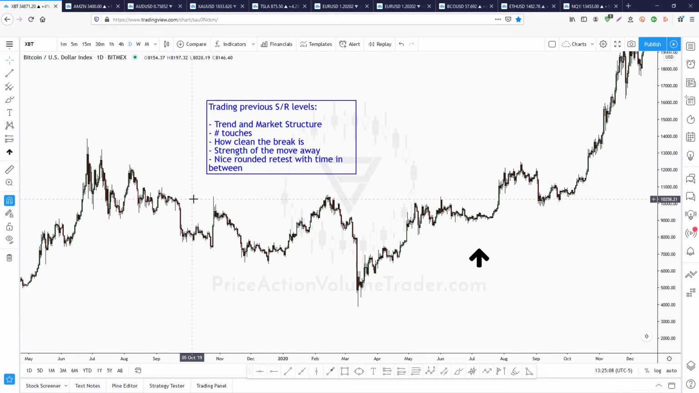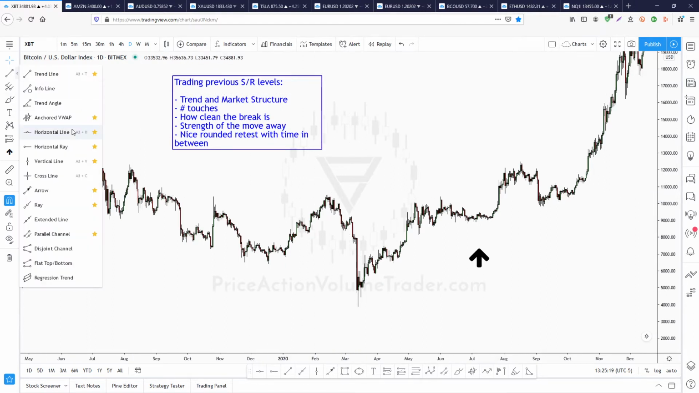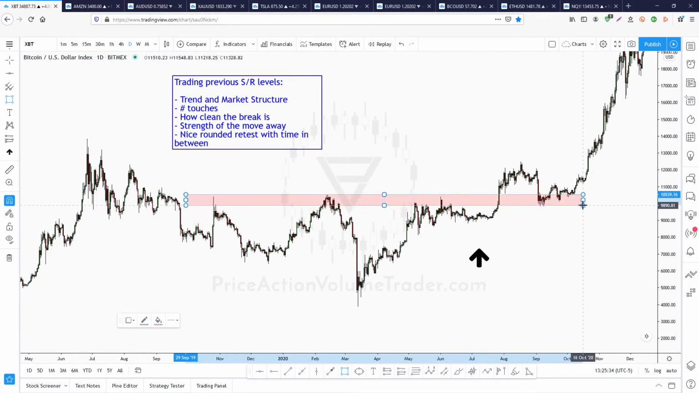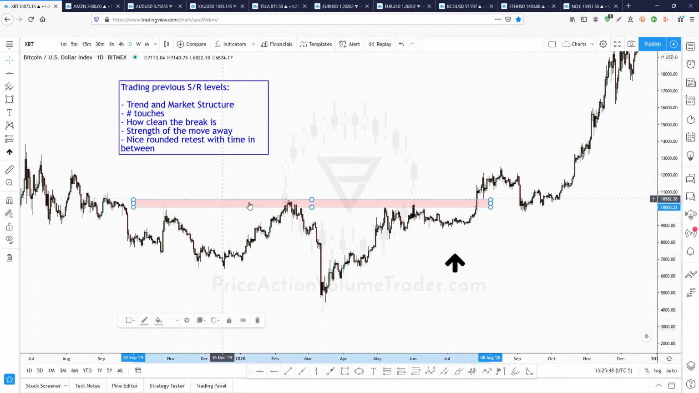What do we see here? We can see there's a very prominent and important support resistance level right here. And again, we can draw it as a horizontal line or we can draw it as a zone. In general, I prefer drawing it as a zone, as a rectangle, just because that lets me catch all the different levels. How do I like to draw the zones?